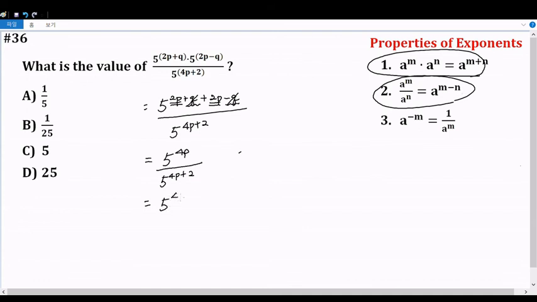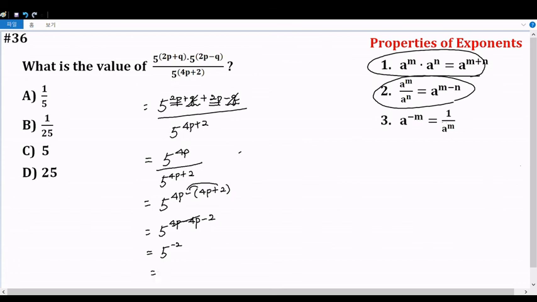5 to the 4p minus, make sure you put 4p plus 2 in parentheses. And let's distribute the negative. Then we get 5 to the 4p minus 4p minus 2. 4p minus 4p is equal to 0. Then we just have 5 to the negative 2.